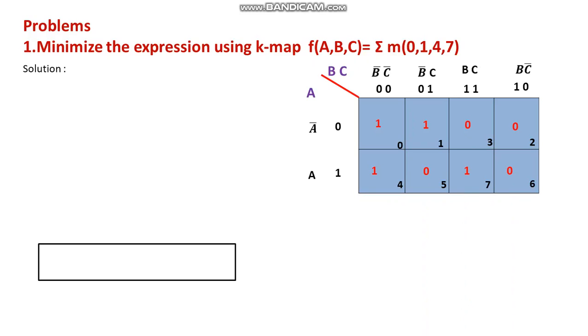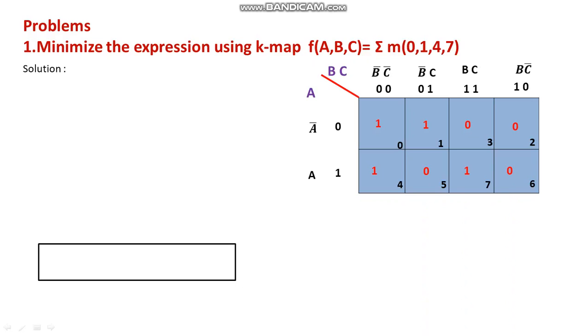So we plotted the K-map and we placed the ones and zeros. Now we have to start the grouping. Okay, so what is the next step? We have to find out the isolated ones. Okay, so here just see the cell number 7.